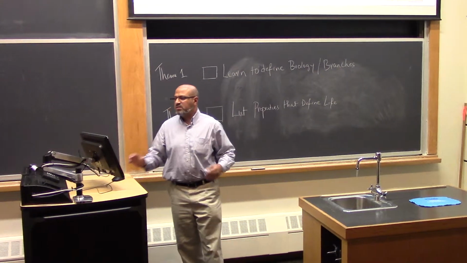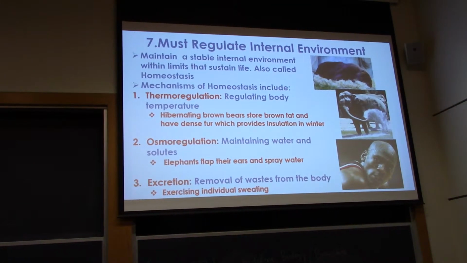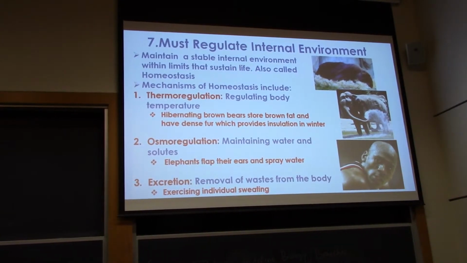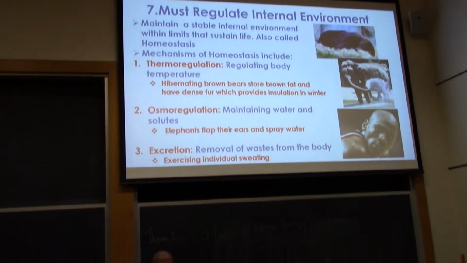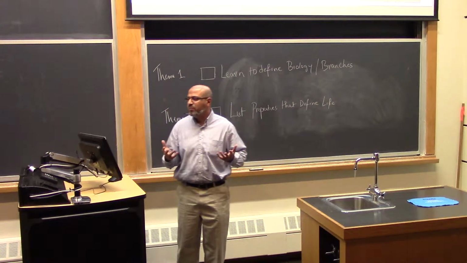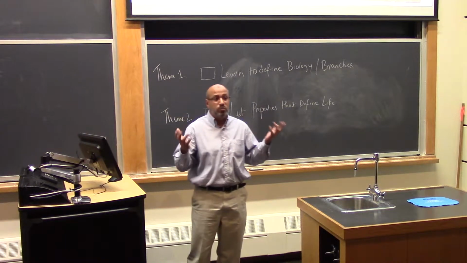So the seventh is they must regulate internal environment. So what we're talking about is we know about bears hibernating in winter. We know about elephants just putting water on themselves. And we also know about athletes who sweat. So these are three examples of how we regulate our internal environment, which is called maintaining homeostasis.